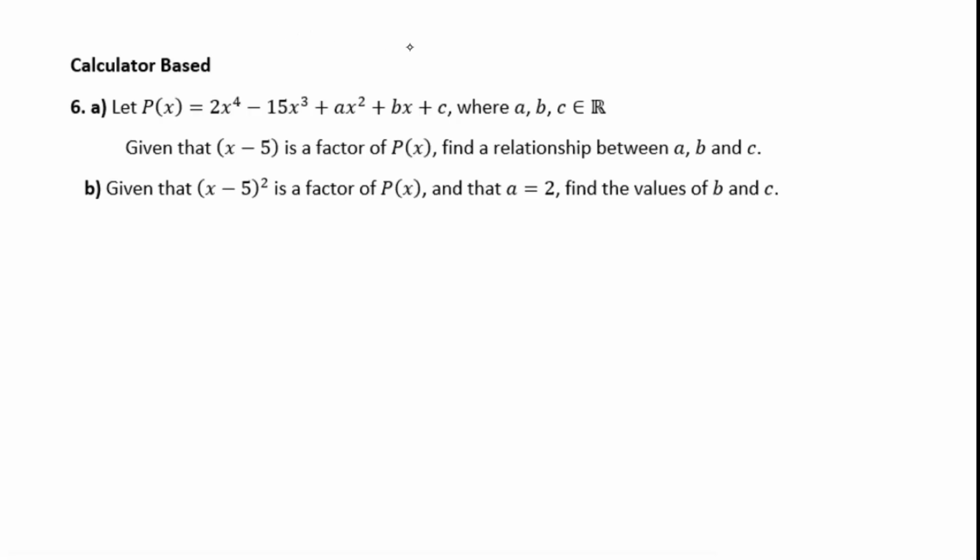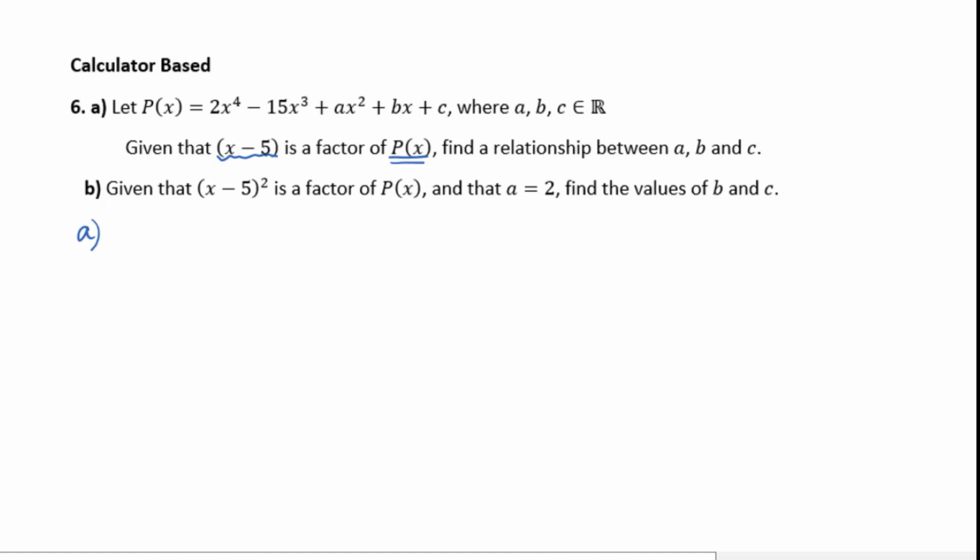This video is about review for polynomial functions, calculator-based. Number 6 a. Let p of x equals 2x to the fourth power minus 15x to the third power plus ax squared plus bx plus c, where a, b, c are all real numbers. x minus 5 is a factor of p of x. Find a relationship between a, b, and c.